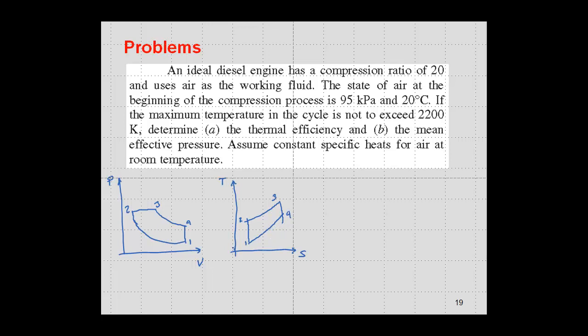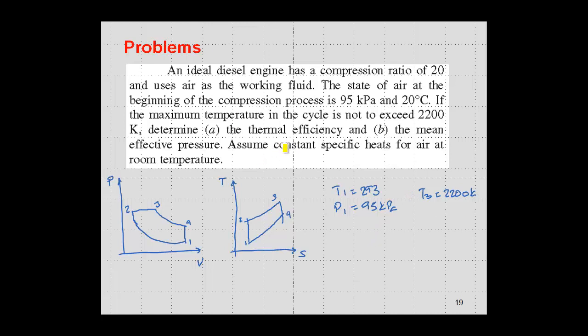constant volume heat rejection. So for this problem, we know that T1 is 293 Kelvin, since it's 20 degrees. P1 is 95 kilopascal. T3, which is our maximum temperature allowed in the cycle, is 2200 Kelvin.